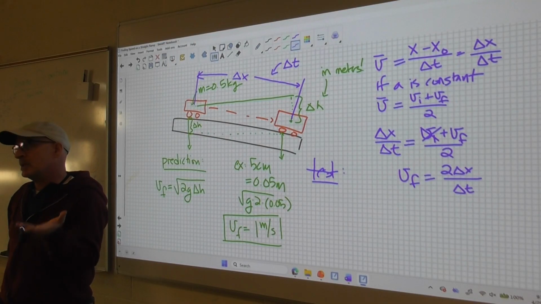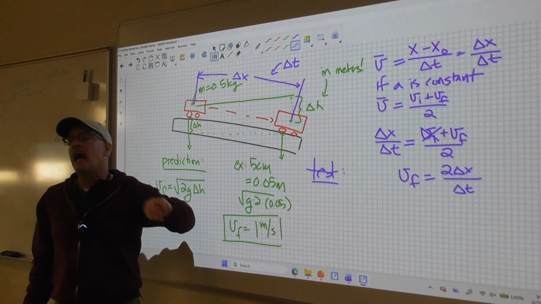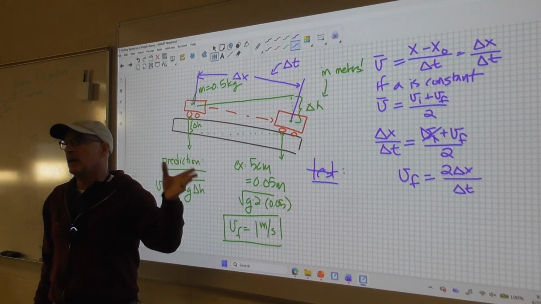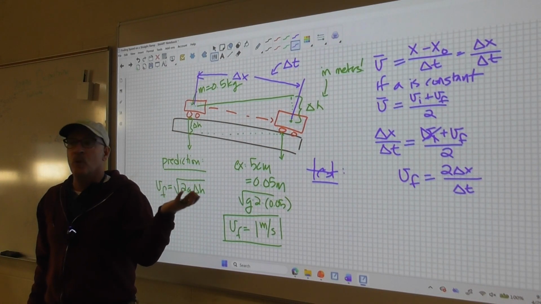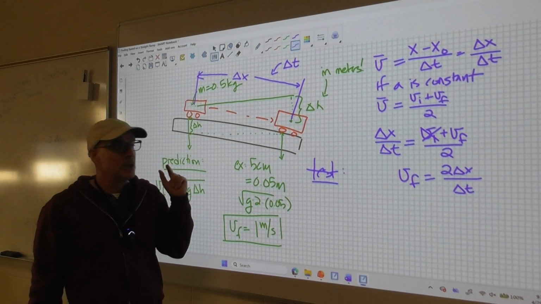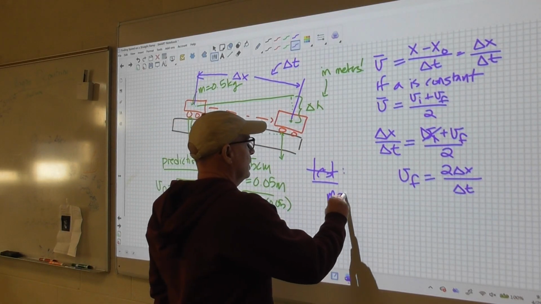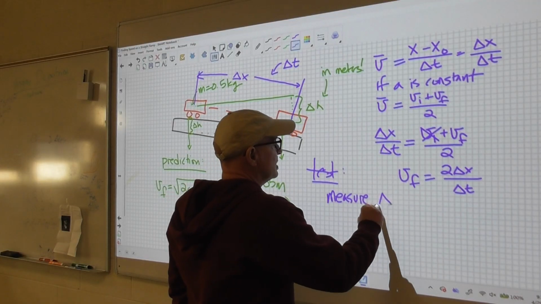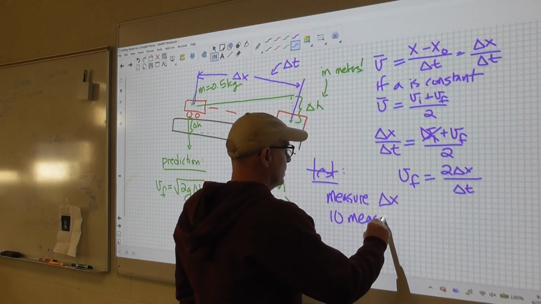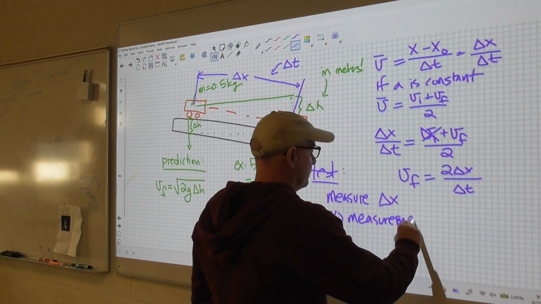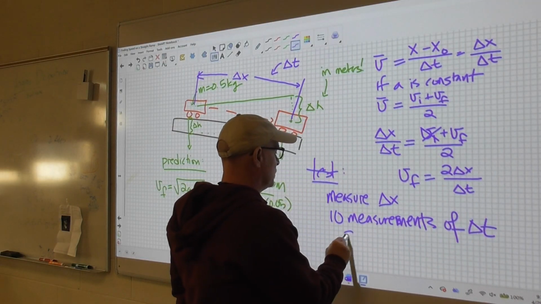Your reactions are going to be the limiting factor here. You're going to get a great measurement of distance, but your reactions are going to limit your ability to get a great estimate for time. Those of you with a steeper track, your estimate is going to be off by more, and it's not a big deal. What I want you to do is make 10 measurements. So you'll measure delta x. You can just measure that once, and then make 10 measurements of delta t and average.